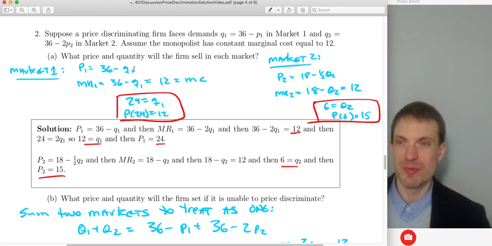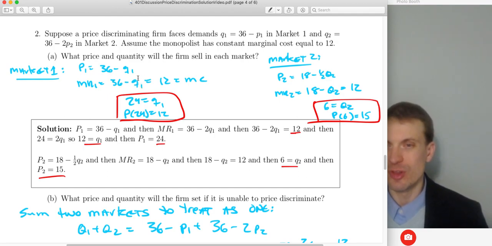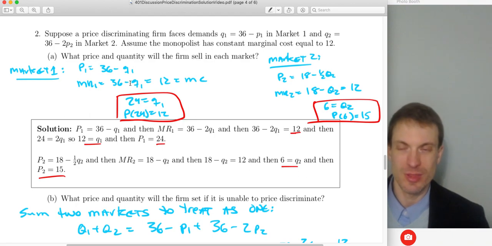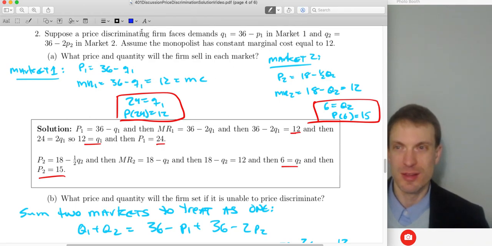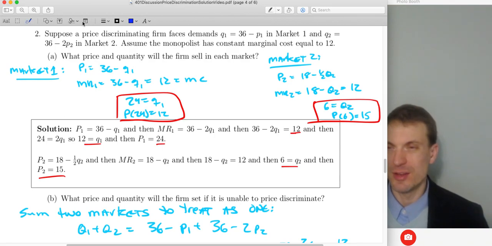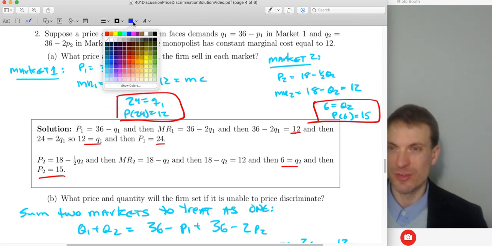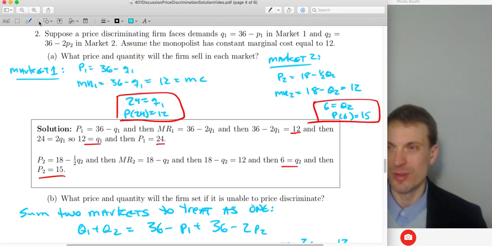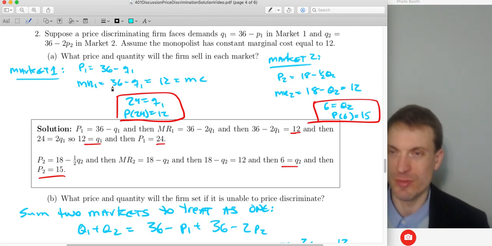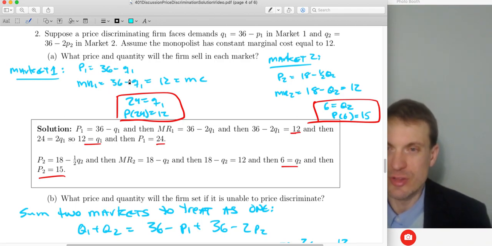So if this is my inverse demand, marginal revenue has the same intercept, so 36, 36, and twice the slope. Uh-oh. That's not good. I didn't do twice the slope, did I? No, I did not. And I need to fix this right now, because I've done so much in this video already that I don't want to have to redo this. All right, so I need twice the slope.